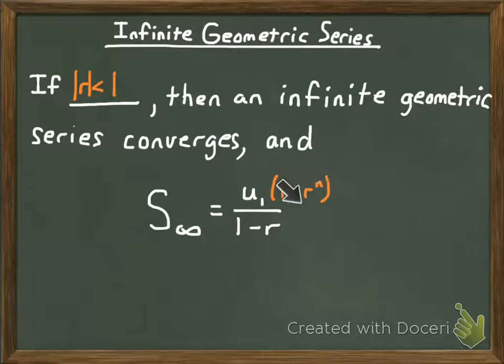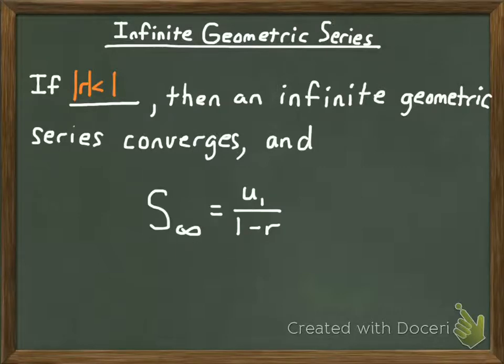And if this r to the nth power becomes 0, then you just have 1 times u sub 1, or just u sub 1 in your numerator there. So by letting n be infinity, that factor becomes 1, and it just gets rid of what I've got in orange right there, and gives us a formula for the sum of an infinite geometric series. Again, only if the common ratio's absolute value is less than 1 will that work.